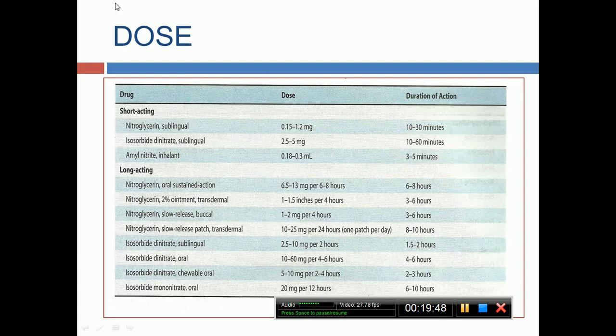So here you can see the doses. Short acting nitroglycerine, this is sublingual. Isosorbide dinitrate sublingual. These are the doses of all these. These are short acting and these are long acting. Long acting means these can act for hours, while short acting act within minutes, and these are mostly used in emergency conditions.